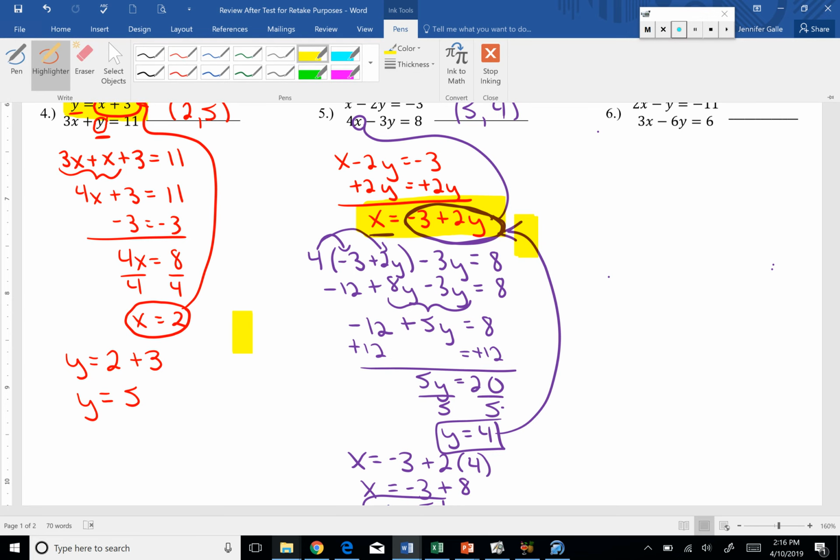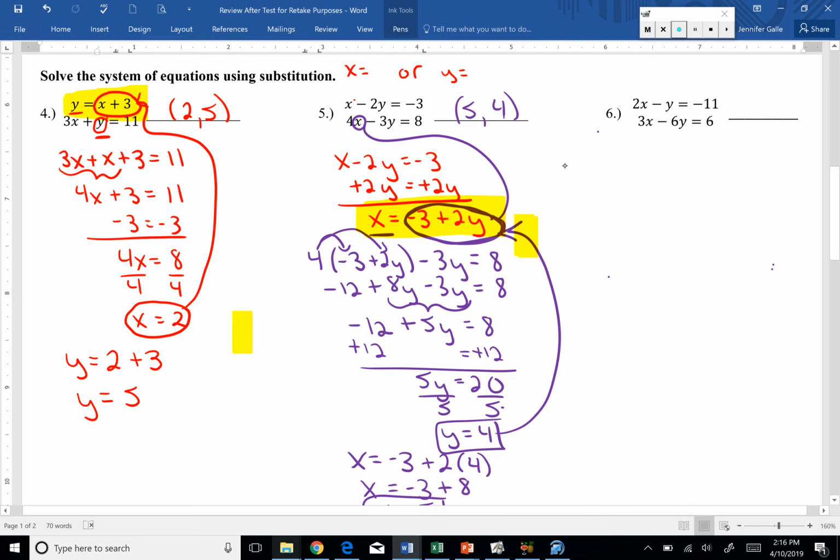I just want to do one more problem with you and then give you some time to practice and ask your questions if you didn't get them answered with these three. In number 6, if I ask you to do substitution, I know it might not be the easiest choice, but I want to make sure I thoroughly review substitution today.